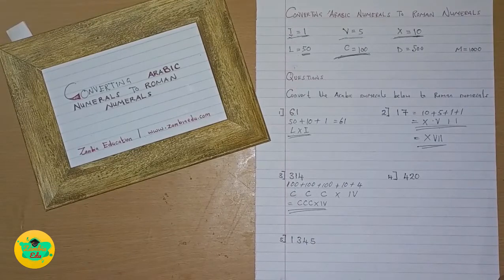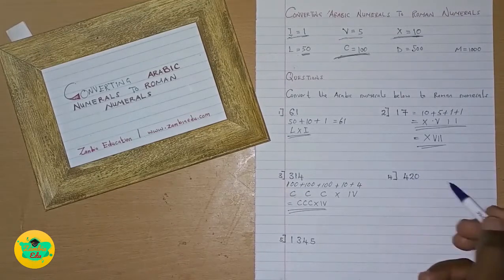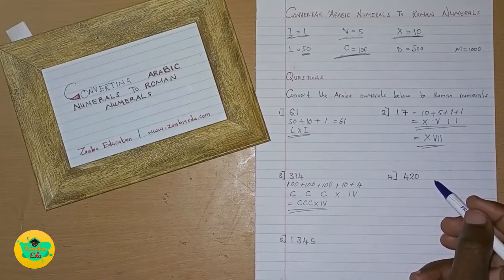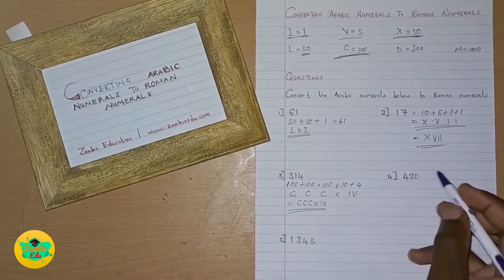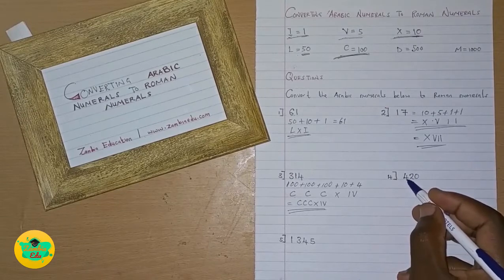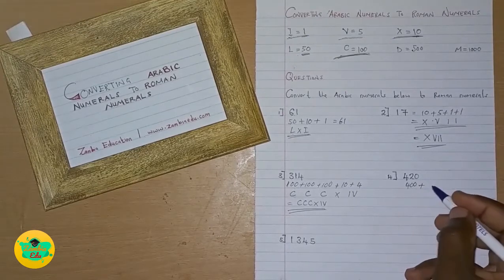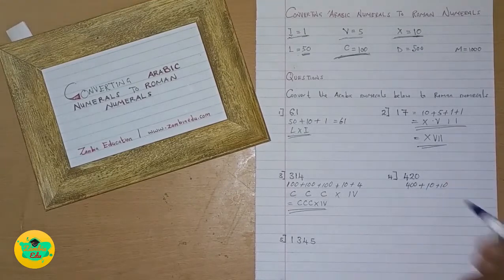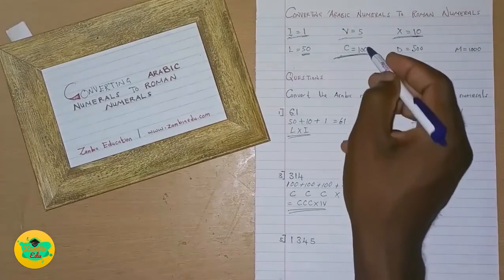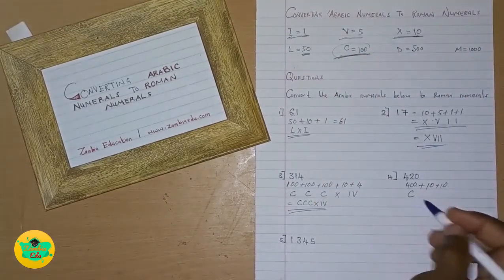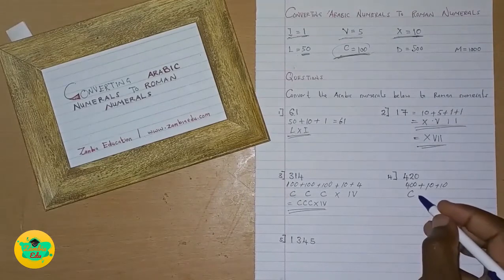Let's go to 420. How do we come up with a 420? To have a 420, we need to come up with a 400 first, plus a 10 and another 10 to give us a 420. So how do we make a 400? A 400 will start with our C, and then we'll get a 500, which is a D there.